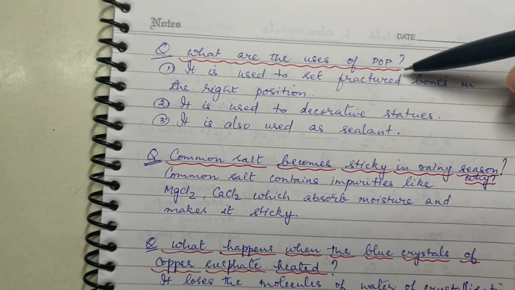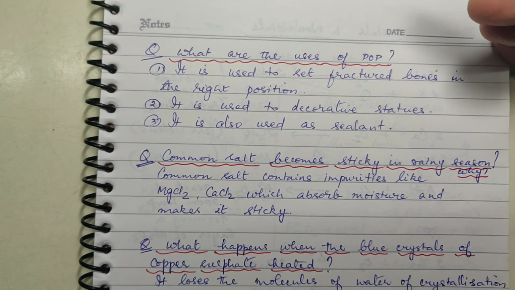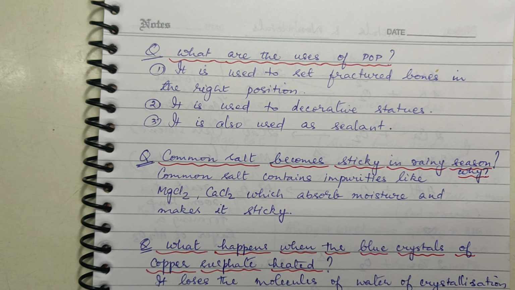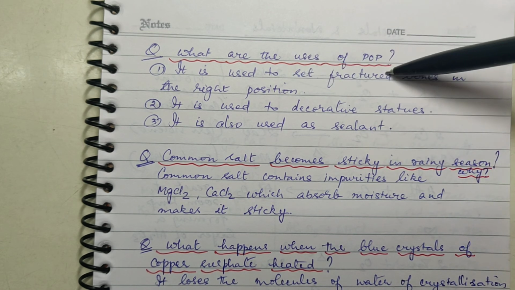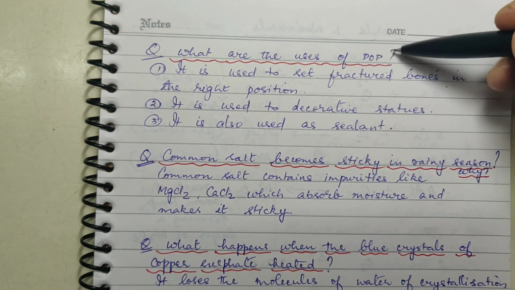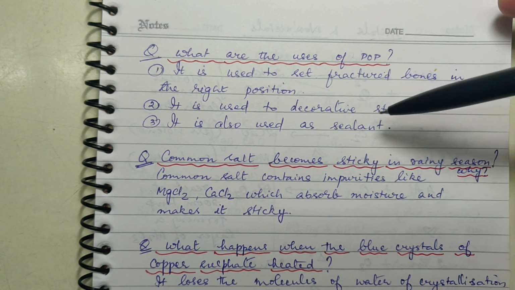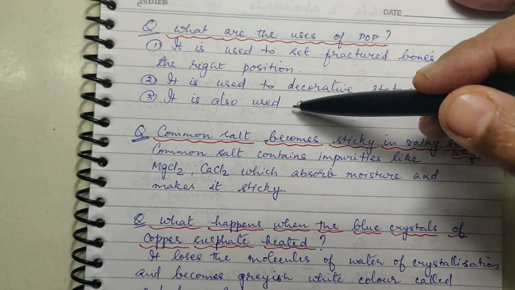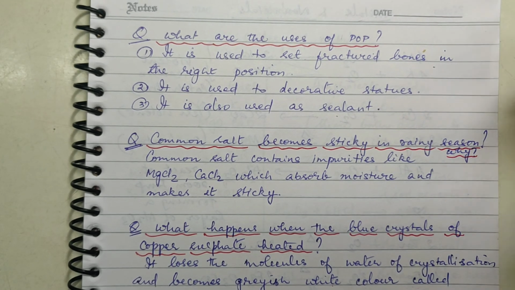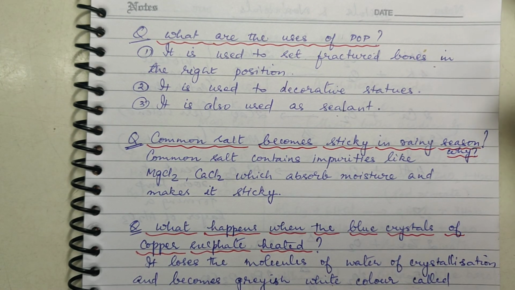What are the uses of POP? You must have made so many statues. सीमा मैम ने कुछ बनवाया होगा आपसे. ठीक है. It is used to set fractured bones. जो प्लास्टर चढ़ाते हैं, that is nothing but by using POP. And it is also used to make decorative statues. And it is also used as a sealant. Sealant क्या होता है? जहाँ पे पानी की लीकेज वगैरह होती है, वहाँ पे भरने के लिए, ये सील करने के लिए ये POP यूज हो सकता है. ठीक है. राइट.